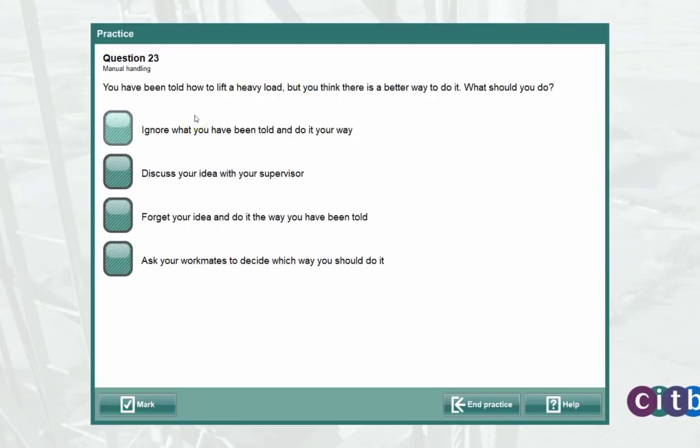You've been told how to lift a heavy load, but you think there's a better way to do it. What should you do? Ignore what you've been told and do it your way. Discuss your idea with your supervisor. Forget your idea and do it the way you've been told. Ask your workmates to decide which way you should do it.